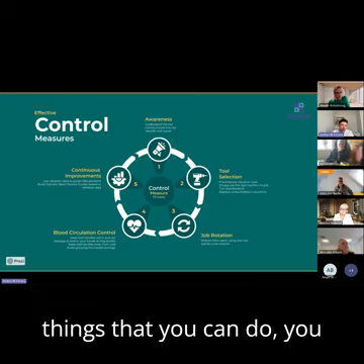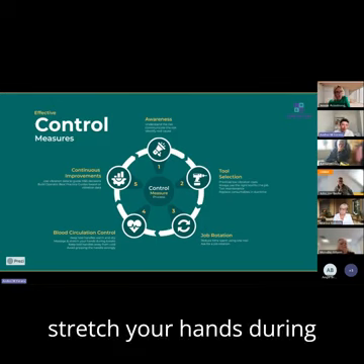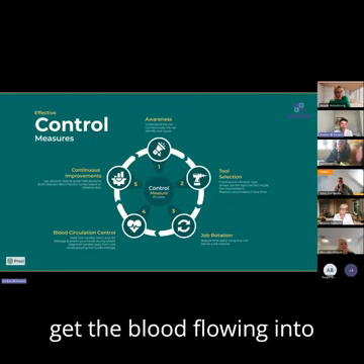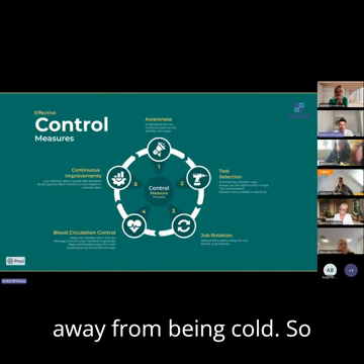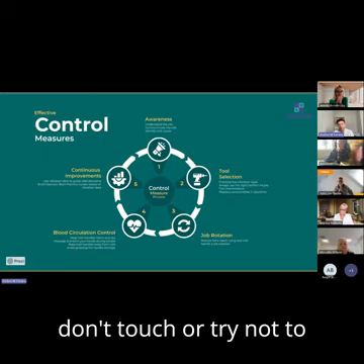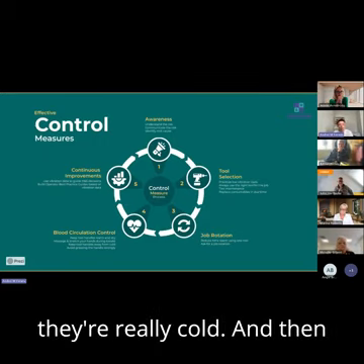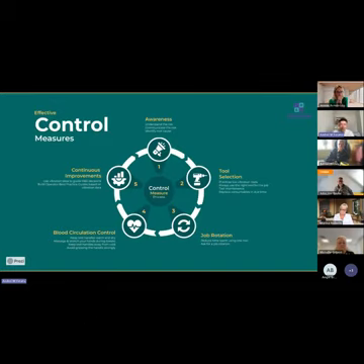And then there are 3 things that you can do. Blood circulation: keep your hands warm and dry, stretch your hands during breaks, massage your hands to get the blood flowing into your hands. Keep tool handles away from being cold, so try not to touch tool handles when they're really cold. And then avoid gripping really strongly on them as well.